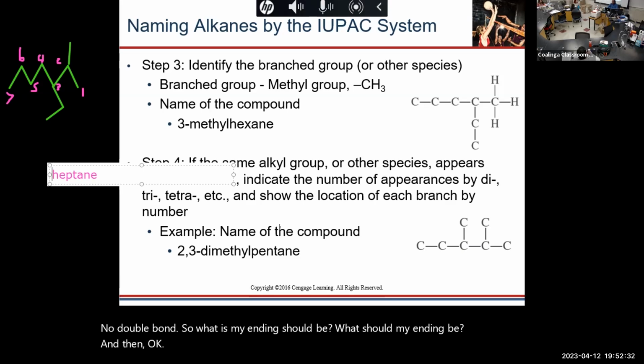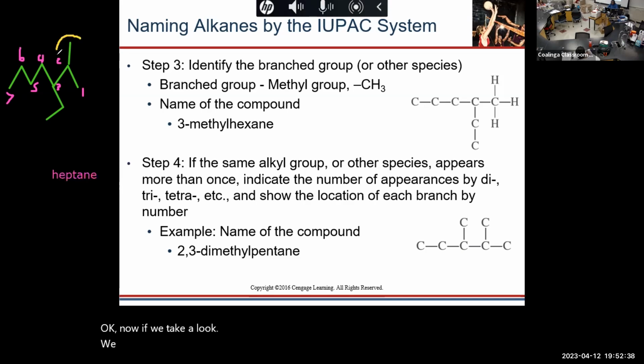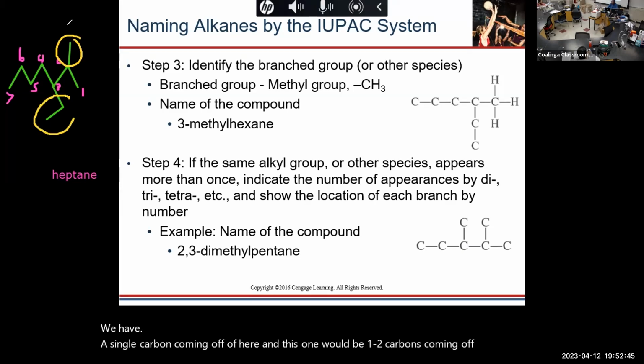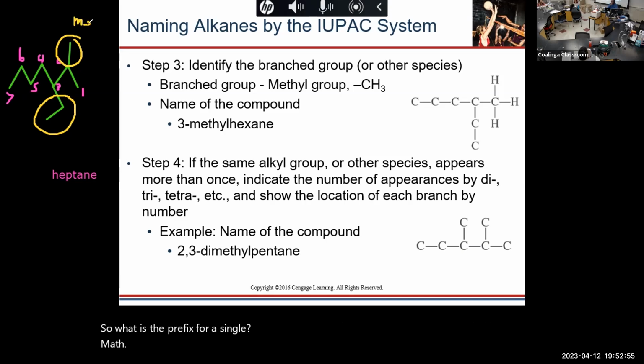Okay, now if we take a look, we have a single carbon coming out of here, and this one would be 1, 2 carbons coming out of here. Okay, so what is the prefix for a single? Meth? The way I remember it is meth users always use 1. Okay, and then 2.